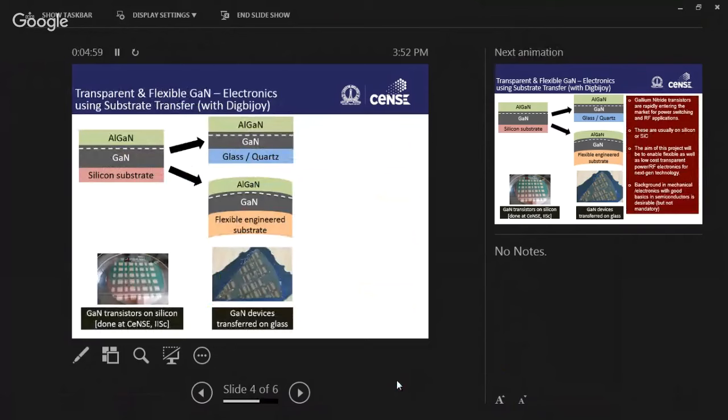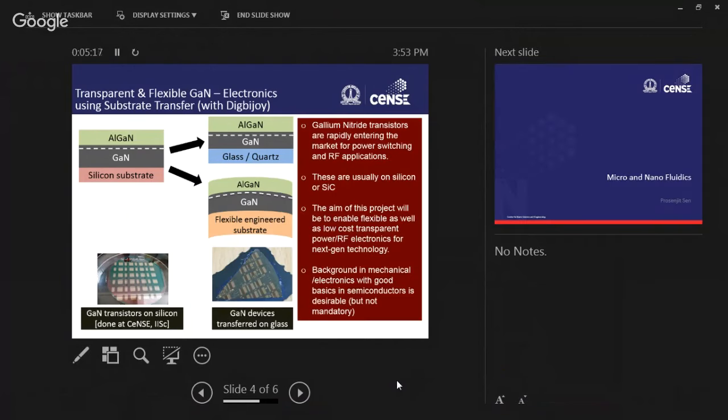The second project in this area is with Professor Digvijay, and this is about transferring GaN from a standard silicon substrate to glass or flexibly engineered surfaces such that we can optimize them for performance. Normally these GaN devices are grown on silicon or silicon carbide, and what we will try to do is transfer this very thin layer of GaN-AlGaN stack, which is approximately 3 to 5 microns thick, to other kinds of substrates which will provide much better performance in terms of heat, and flexible substrates for next generation technology. Again, a background in mechanical or electronics is not mandatory. What is desirable is a good understanding of semiconductors.